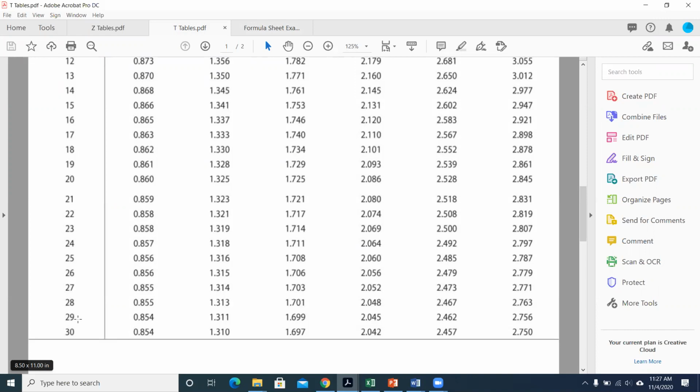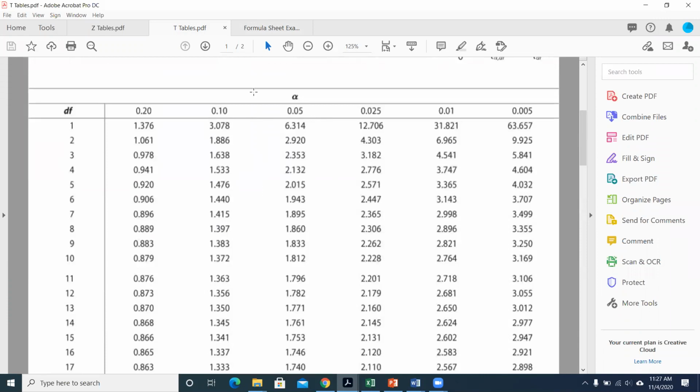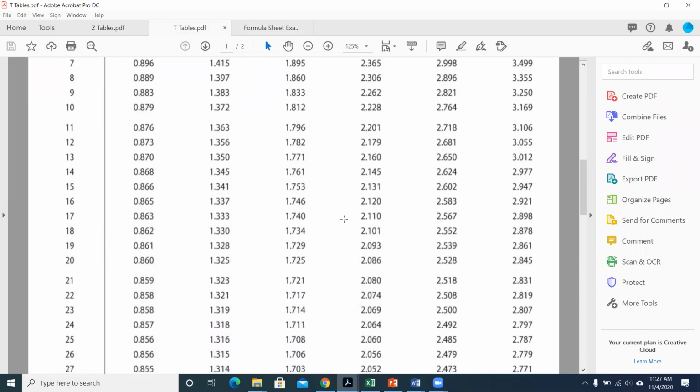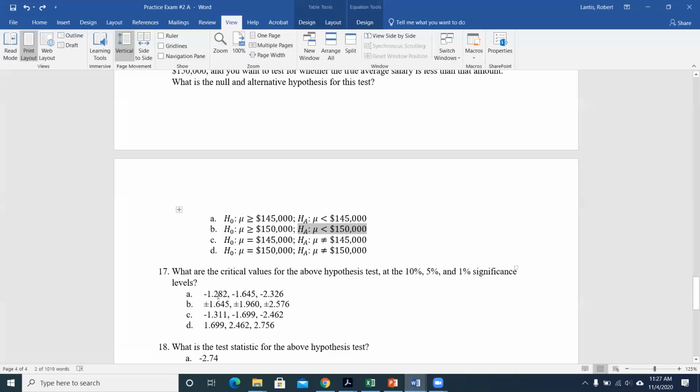Okay? So I go up here, what were the areas in the tail that I wanted? 0.1, 0.05, and 0.01. Right? So I go down here at degrees of freedom of 29: 1.311, 1.699, and 2.462. Right? So those are going to be my three critical values, but we said earlier they'll be negative, right? We know that they'll be negative because we're doing the left-tailed test.